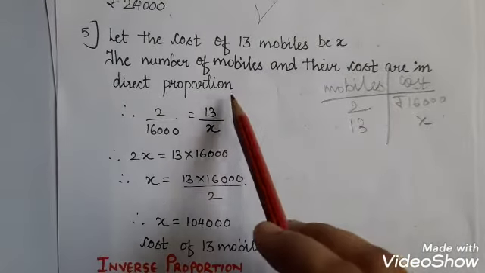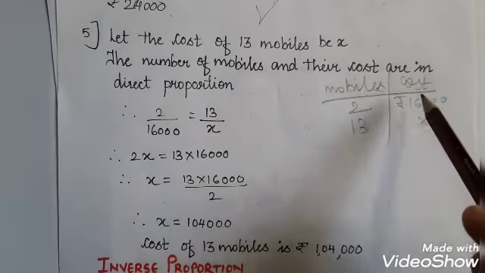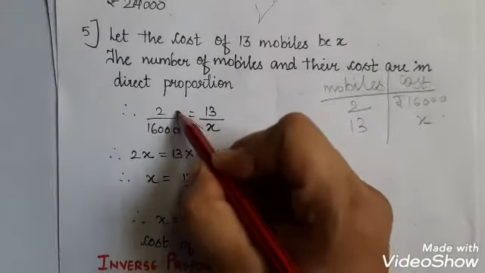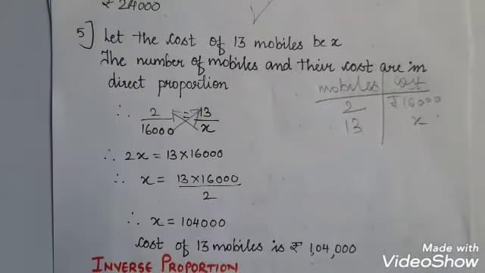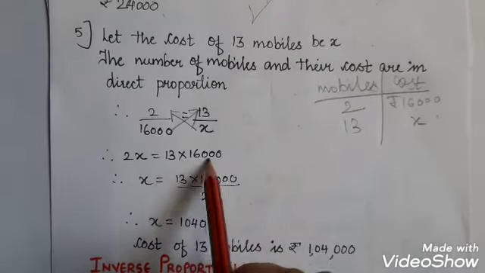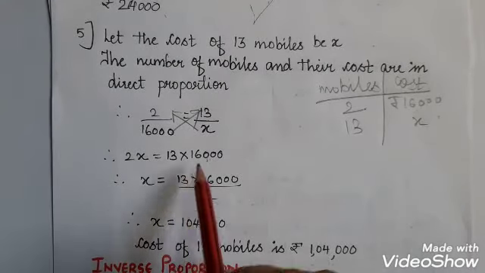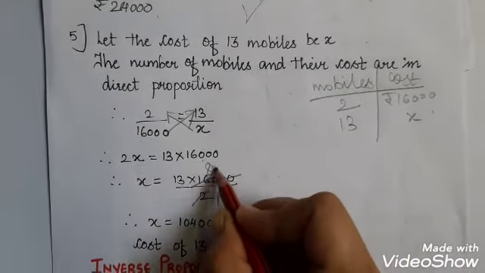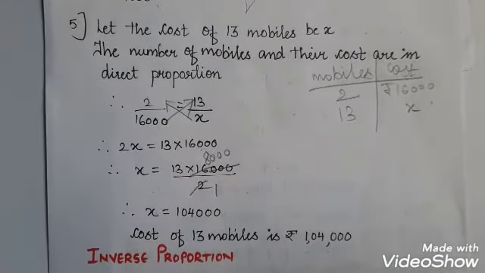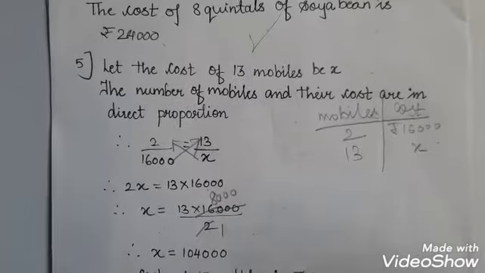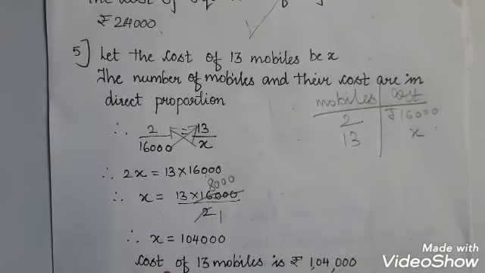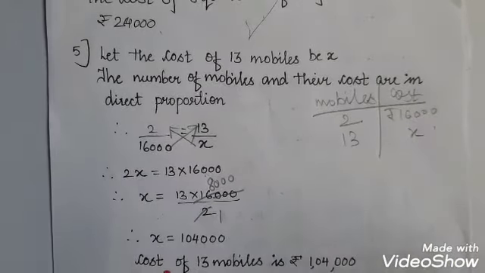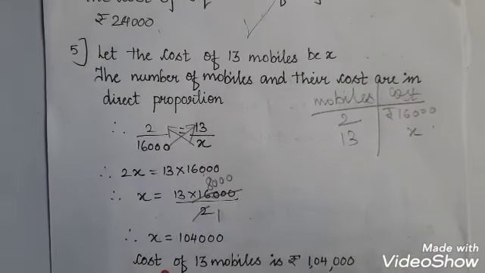Okay. So it is in direct proportion. So that means 2 upon 16,000 is equal to 13 upon X. Cross multiply. So 2 into X is 2X and 16,000 into 13. Therefore, X is equal to 13 into 16,000 upon 2. 2 ones are 2, 2 8s are 16 and remaining 3 zeros. So you multiply, X is equal to 1,04,000. Therefore, the cost of 13 mobiles is rupees 1,04,000. Okay, I hope you all have understood.